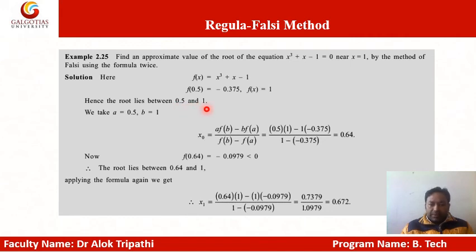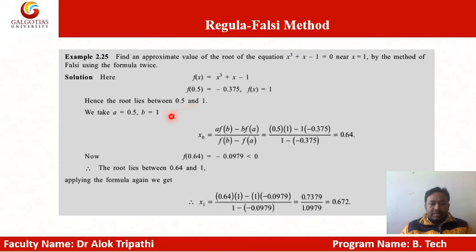Now we shall apply the regula falsi method to find the first approximation to the root of the given equation. x0 equals (a f(b) minus b f(a)) divided by (f(b) minus f(a)). After putting all these values, we are getting here 0.64. So f(0.64) equals minus 0.0979, which is a negative value. Therefore, we can say that the root will lie inside the interval 0.64 to 1.